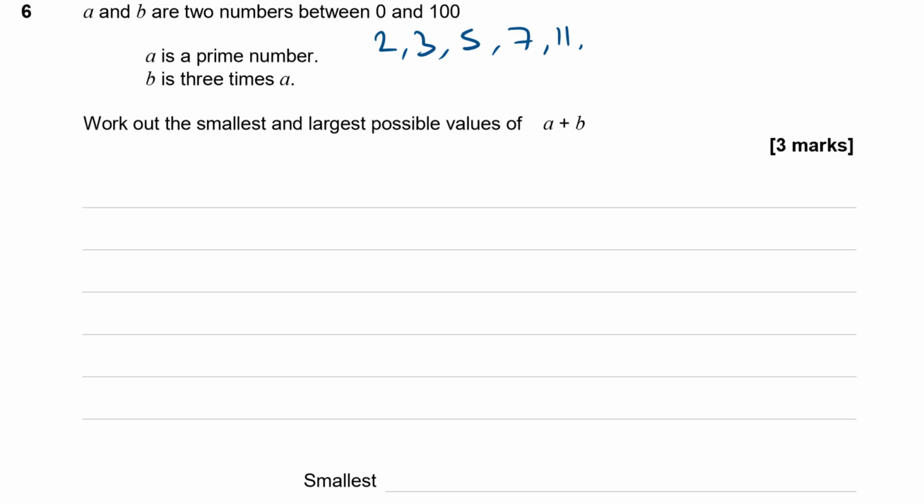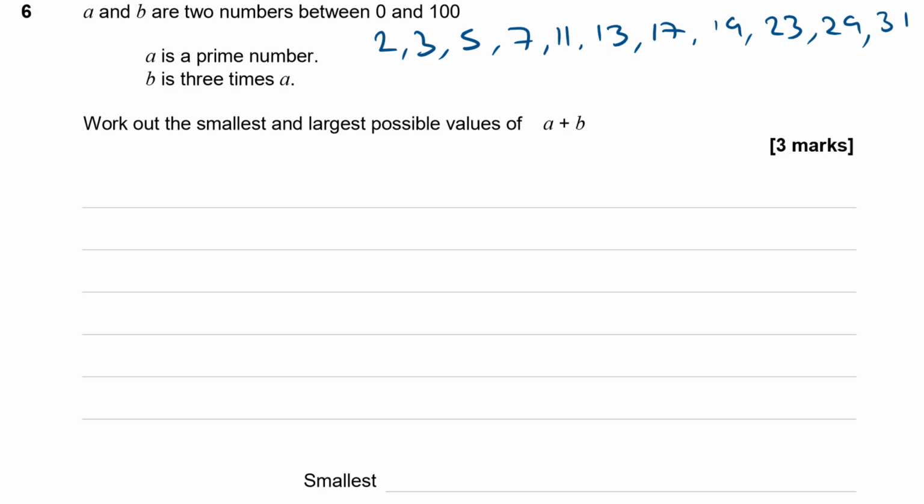is more than 100. Okay, so 11, 13, 17, 19, not 21, 23, 25, nope, 27, nope, 29, yeah, it's prime, 31, yes, 33, no. So I think they're all the primes up to 33. So A could be any of those numbers there, I suppose. So work out the smallest possible and largest possible values of A plus B.